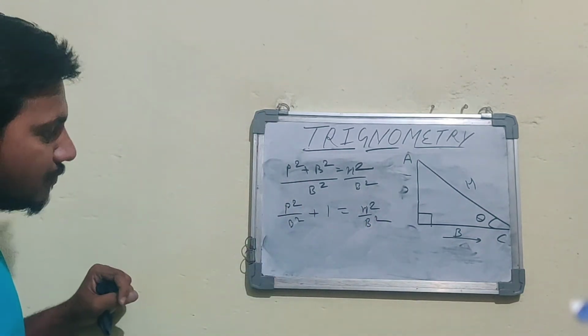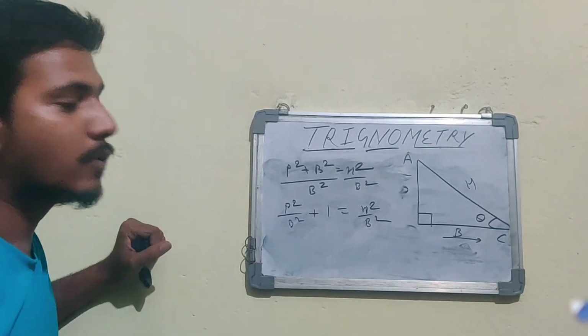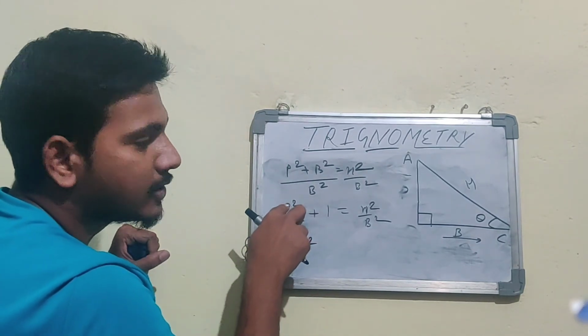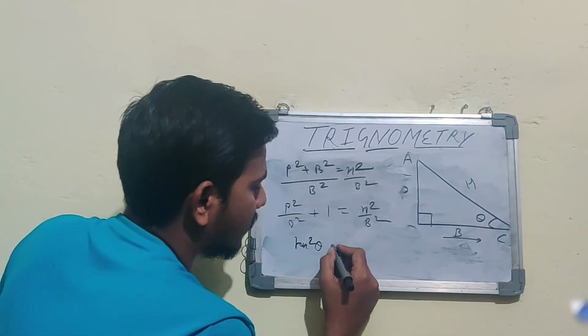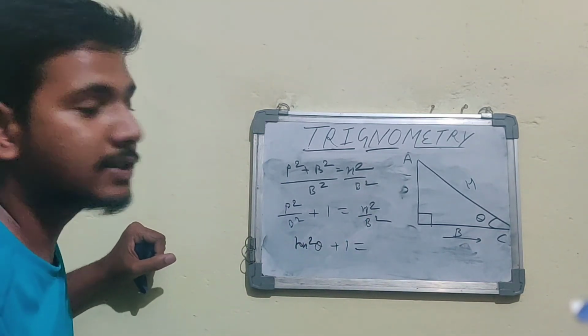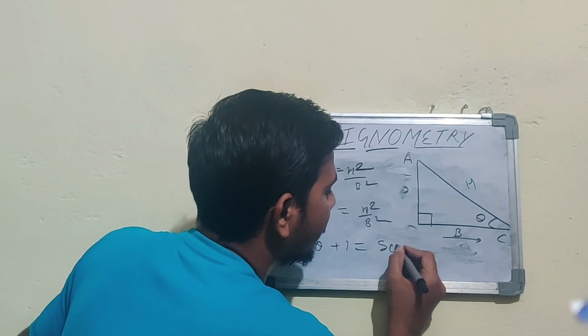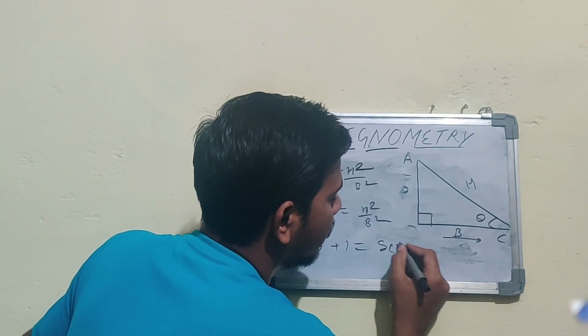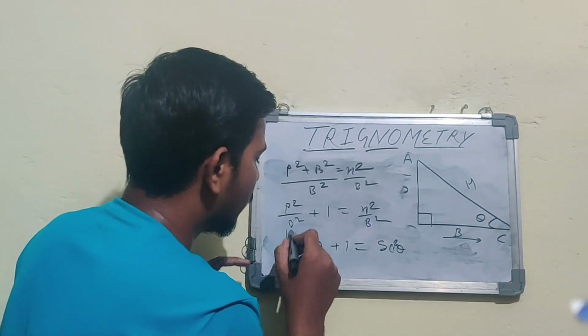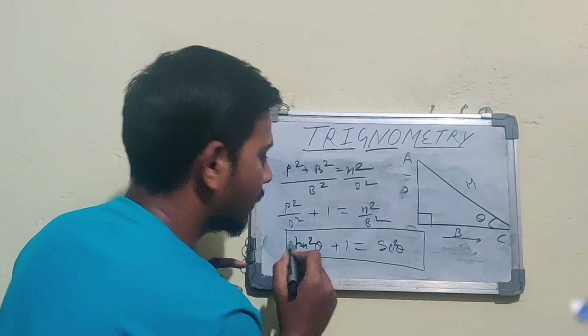Perpendicular upon base, what is this? Tan. Since there is a square, this will be tan square theta plus 1. And hypotenuse upon base, what is this? Sec square theta. Now this is our third trigonometric identity.